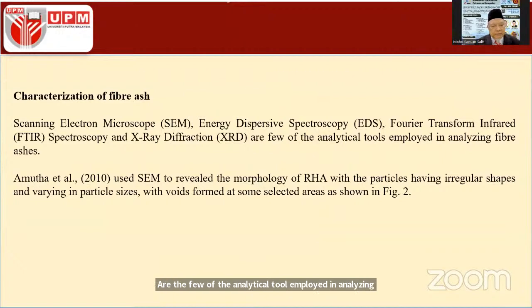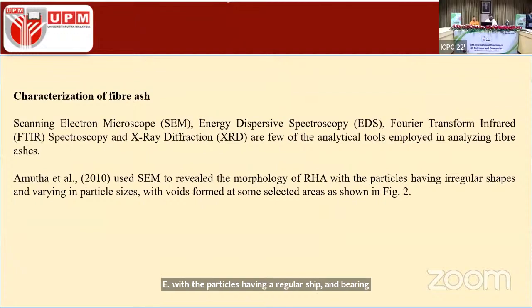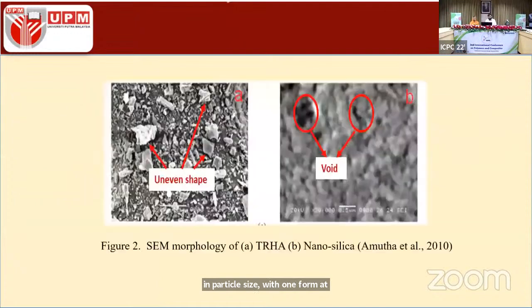Amuta 2010 used SEM to reveal the morphology of RHA, with the particles having irregular shape and varying in particle size, with voids formed at some selected areas, as shown in figure 2. So figure 2 shows this SEM morphology for the RHA. On the left-hand side, you can see an uneven surface there, and B is nanosilica. We can also see the void there, circled in red.